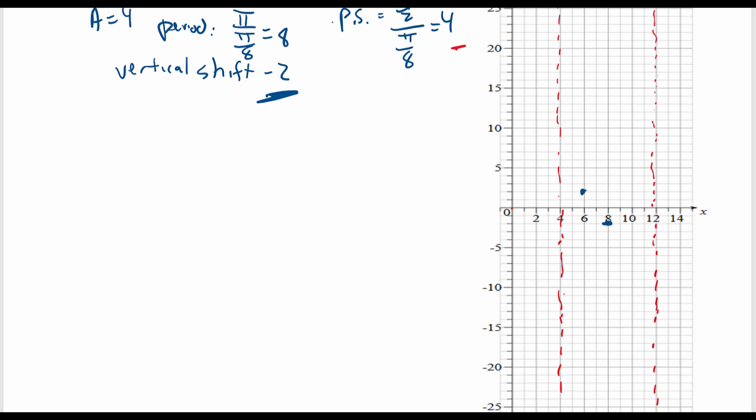And then likewise over here, halfway between 8 and 12 is 10. It would have been at -1 there. Multiply to get to -4. Subtract 2 to get to -6. So I believe our graph's going to look something like this. Okay, there's our graph. How fun.